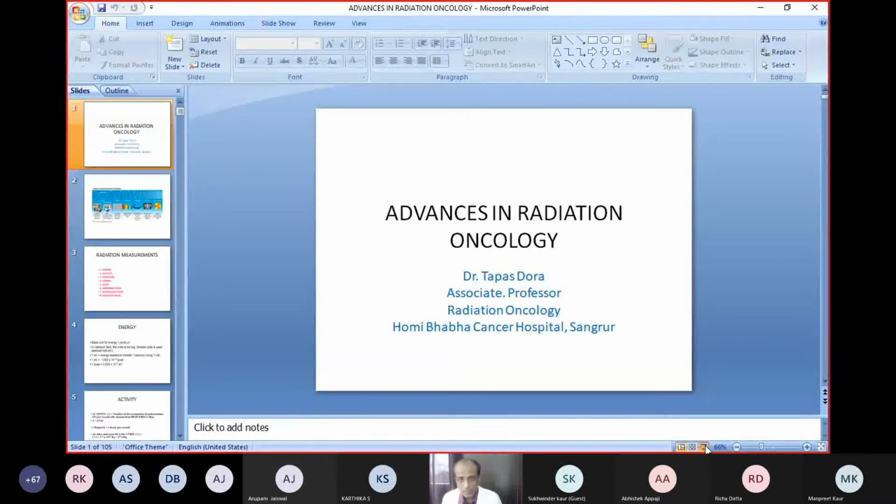These are all the units of radiation oncology. I am not touching them in detail: energy, activity, exposure, kerma, dose, absorbed dose, equivalent dose, and effective dose. Joule is the unit of energy. Activity we measure in becquerel and curie. Exposure is measured in coulomb per kg and roentgen. Then fluence. Then kerma, and absorbed dose is expressed in rad or gray and centigray. Then equivalent dose and effective dose.